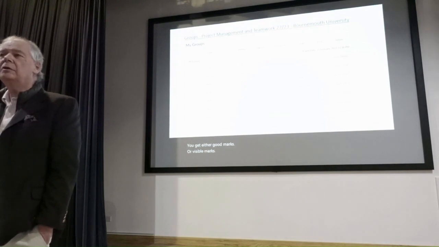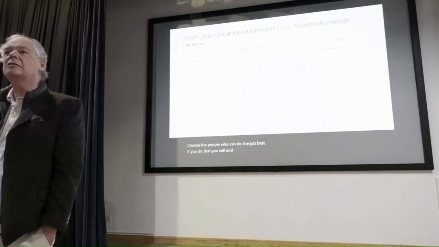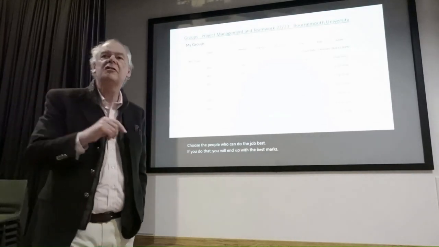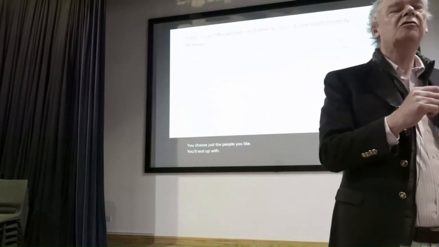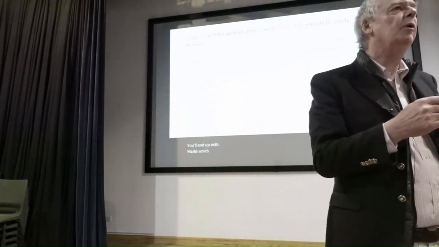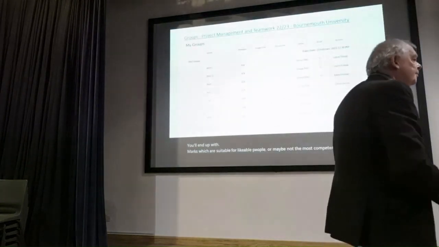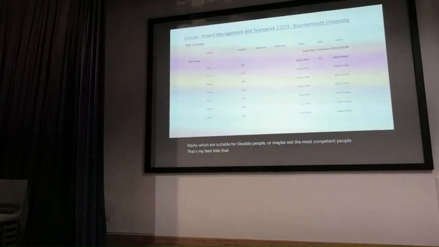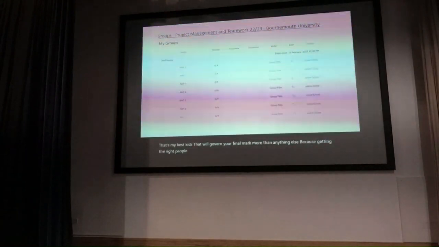Don't choose the people you like, therefore. Choose the people who can do the job best. If you do that, you'll end up with the best marks. If you choose just the people you like, you'll end up with marks which are suitable for likable people, but maybe not the most competent people. That's my best tip. That will govern your final mark more than anything else. Because getting the right people, they'll pull the weight and they'll do all kinds of things.